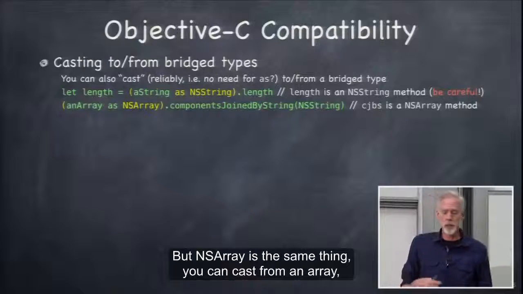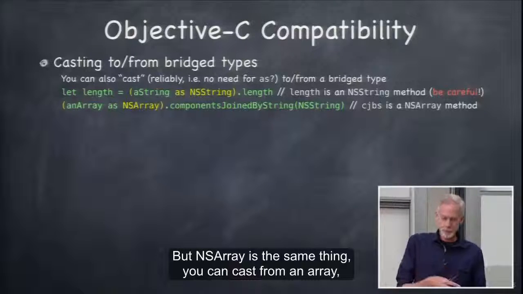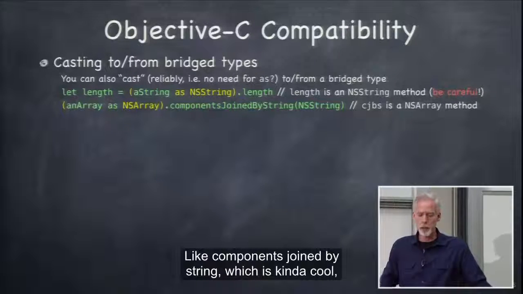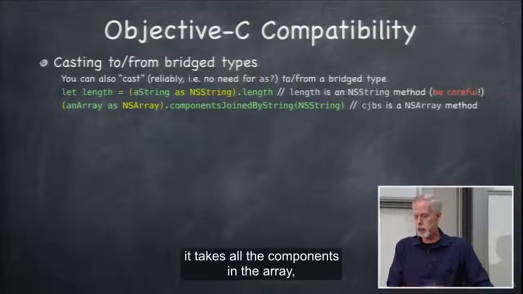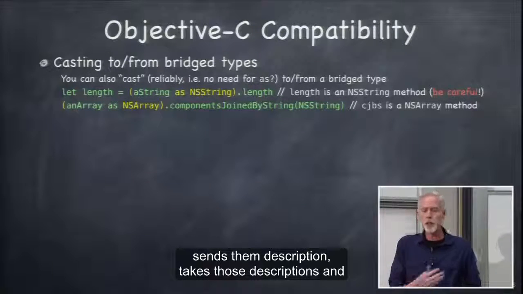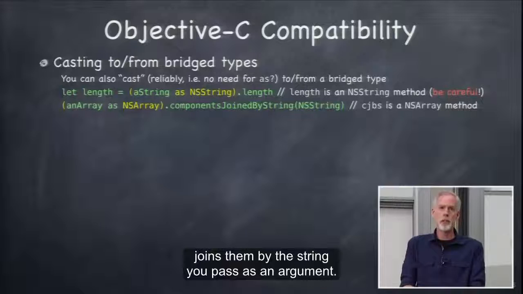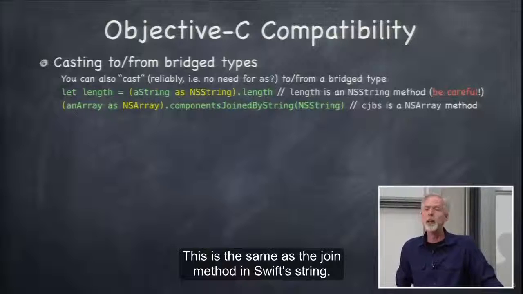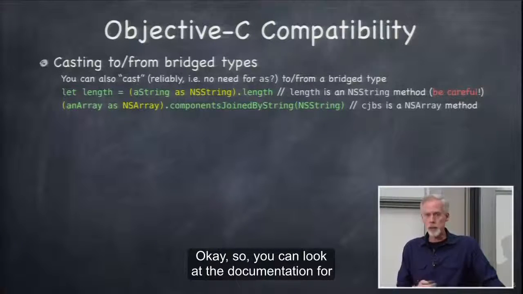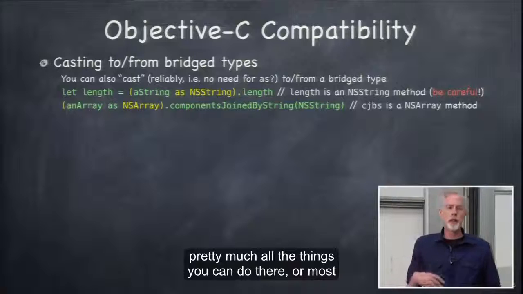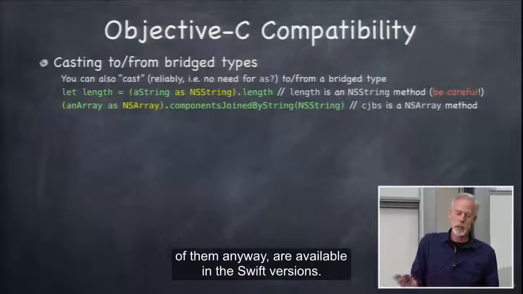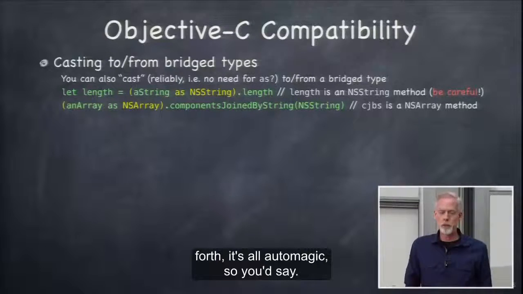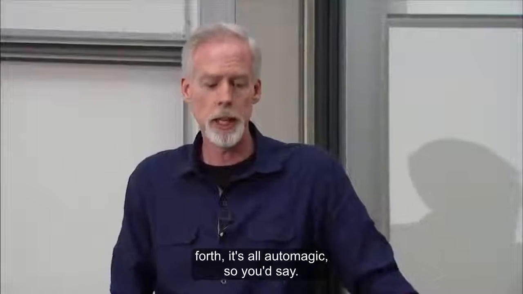But NSArray is the same thing. You can cast from an array that you have in Swift to an NSArray, and then you can call methods in NSArray, like componentsJoinedByString, which is kind of cool. It takes all the components in the array, sends them description, takes those descriptions and joins them by the string you pass as an argument. This is the same as the join method in Swift's String. Okay, so you can look at the documentation for NSString and NSArray, but pretty much all the things you can do there, or most of them anyway, are available in the Swift versions. But again, if you're passing them back and forth, it's all automagic, so to speak.